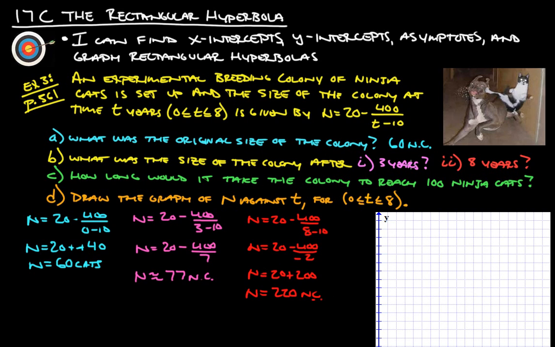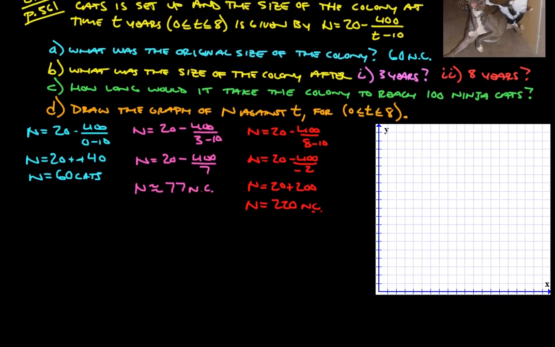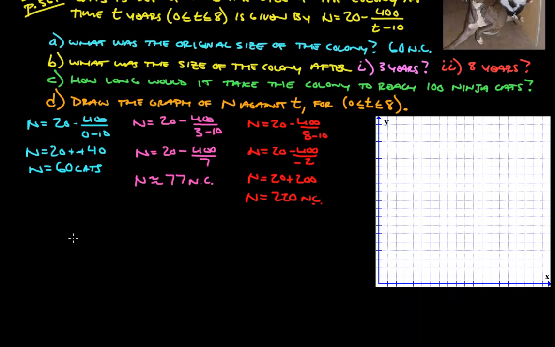Okay. How long would it take the colony to reach 100 ninja cats? So then that's where we're going to put the 100 in for the N. Okay, so let's try that. I'll just make enough room. All right. So 100 equals 20 minus 400 over t minus 10. So now again we're just going to solve for t.